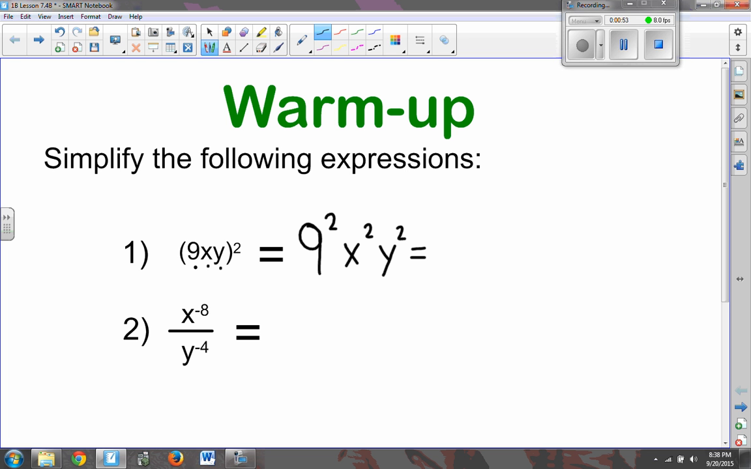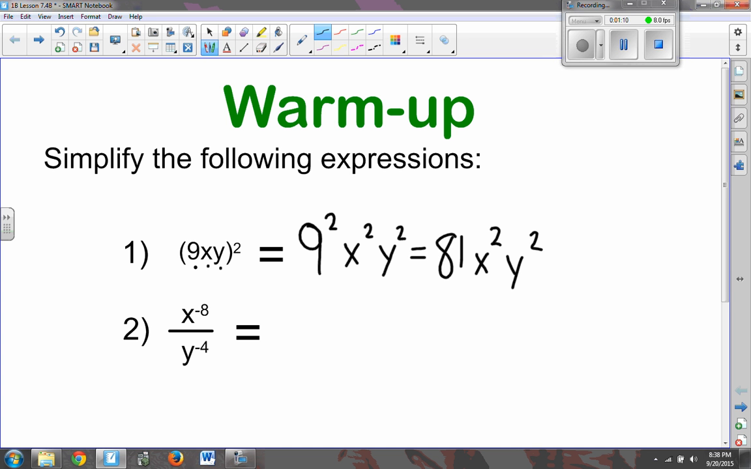And we should know that 9 to the second really is 81. So I'm going to call that 81x to the second, y to the second. So there you go, there is number 1. Hopefully you remember the raising of a product to a power rule.